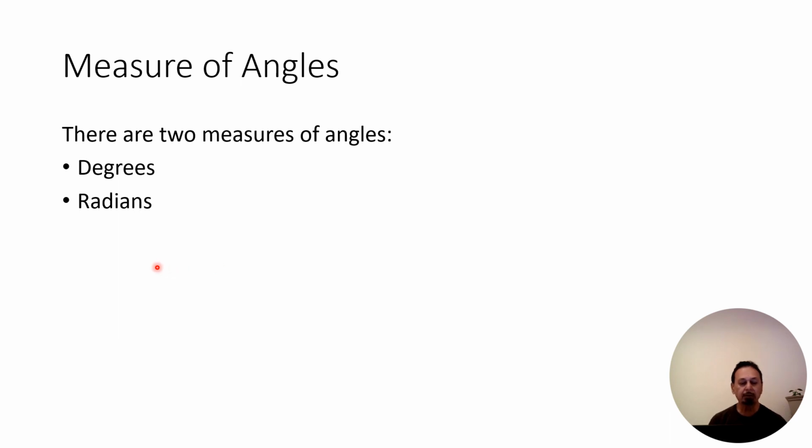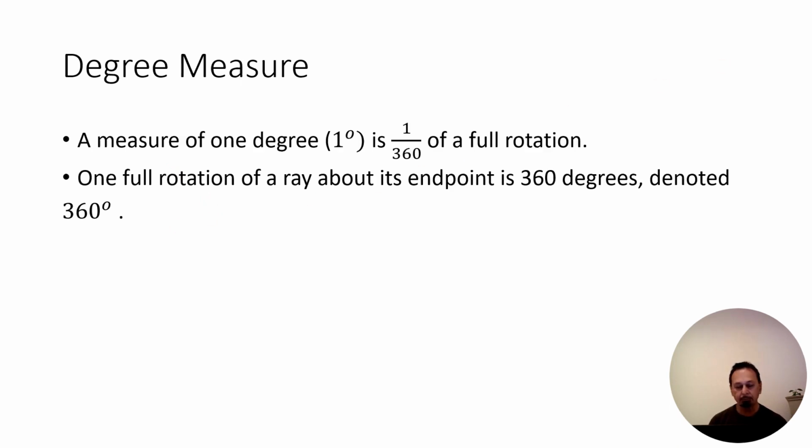Measure of angles. There are two measures of angles. You can measure angles in degrees, and the other is you can measure angles in radians. In degrees, a measure of 1 degree is 1/360 of a full rotation. In other words, if you divide a circle into 360 parts, then each part is equal to 1 degree.